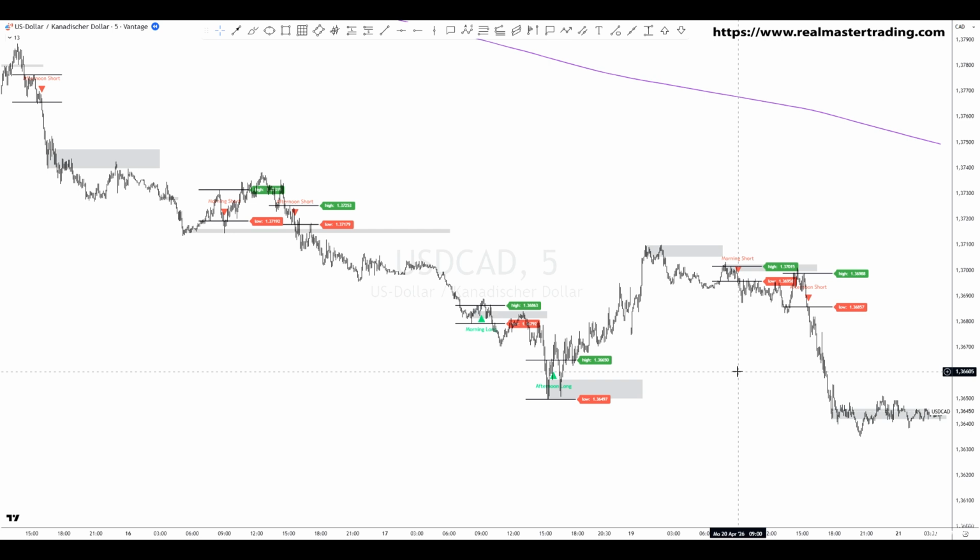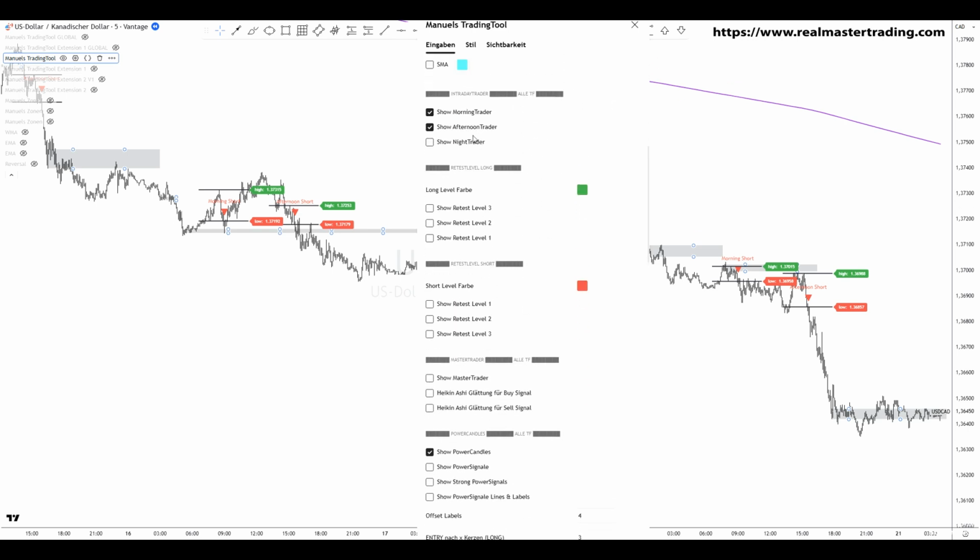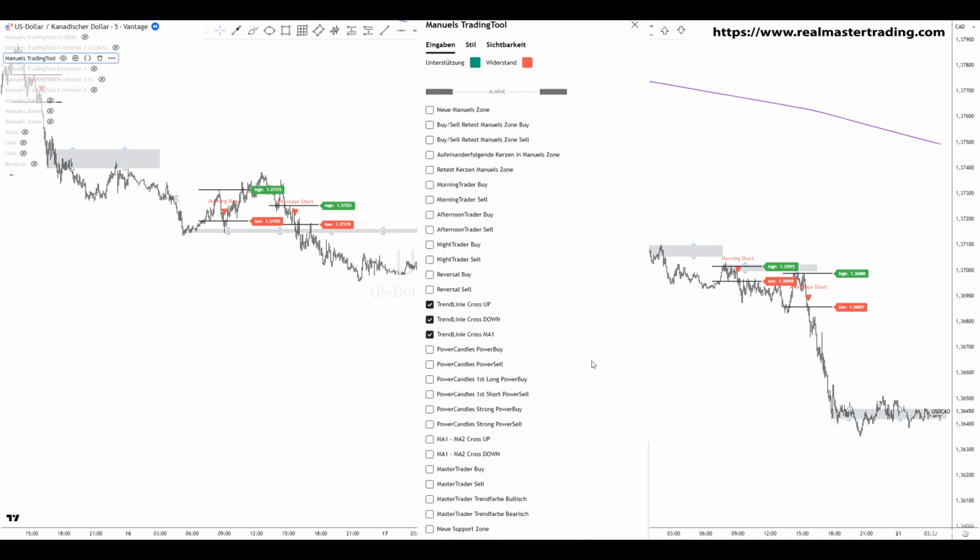You'll then also see how the currency pair is correlated and so on, but you'll learn all of that in the VIP community, including how to execute these trades and so on. The basic principle is this: you enter, you set an SL. There are also additional tools, so to speak, that come with it. As you can clearly see right here, we have, for example, the morning trader and the afternoon trader. And there are also specific retest levels that you are able to adjust for yourself.